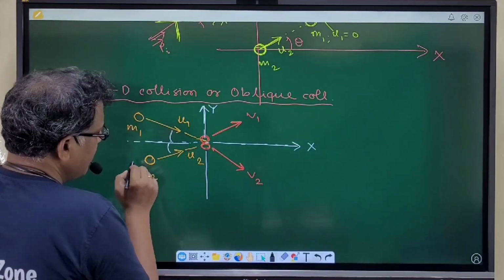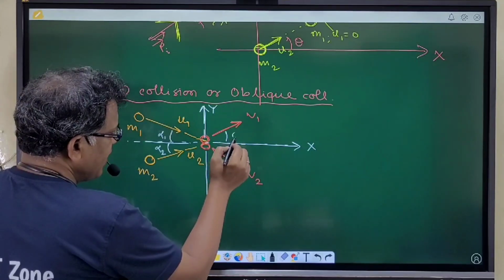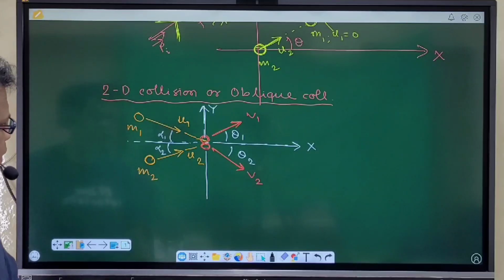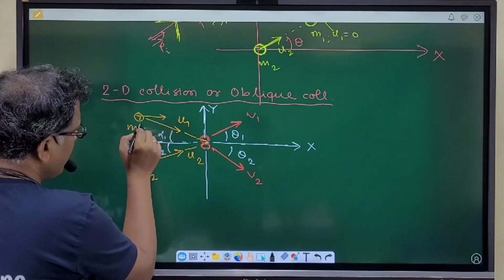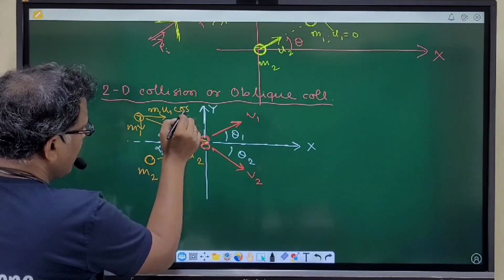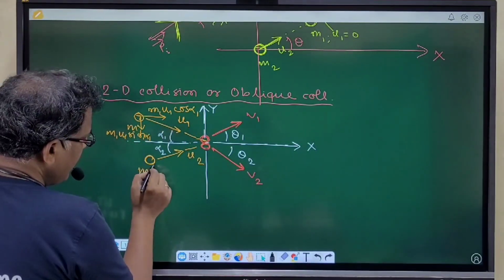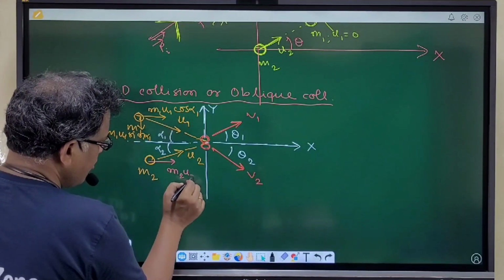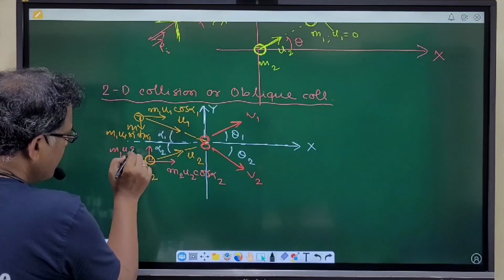angle with the reference line. Let it be alpha 1, alpha 2 for the two particles before collision, and theta 1 and theta 2 after collision. Got it? Then as per the concept of vector resolution, we can resolve the momentum of both particles along the reference lines. So it will be m1 u1 cos alpha 1 and downward m1 u1 sin alpha 1. Similarly, for the second particle, m2 u2 cos alpha 2, and in this direction m2 u2 sin alpha 2.